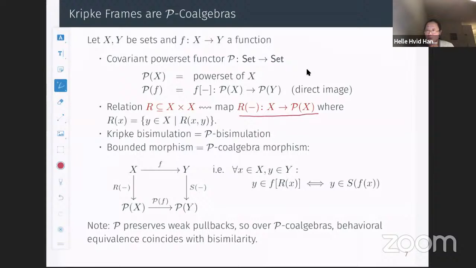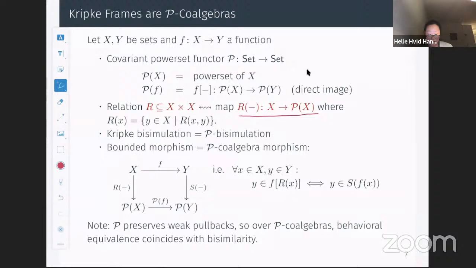And you can then also just simply write out the definition of coalgebra morphism and coalgebra bisimulation that you saw last time. And you will find that it exactly corresponds to Kripke bisimulation and bounded morphism that I introduced at the previous slides. So the coalgebraic modeling of Kripke frames is really a perfect match with the notions that have already been studied and defined in the classic modal logic literature.